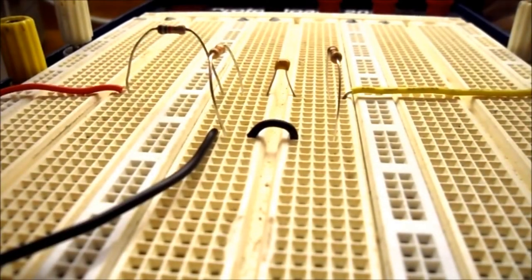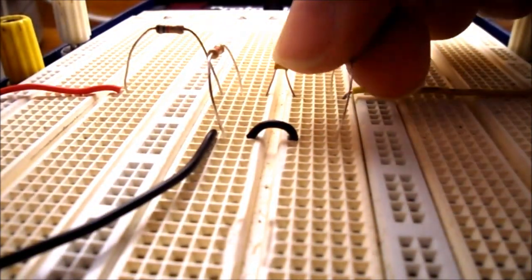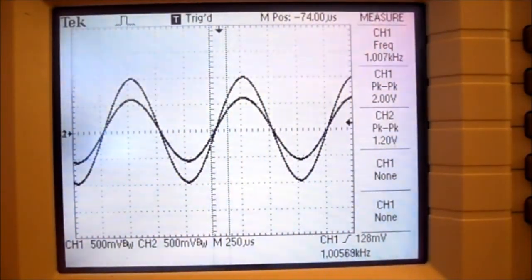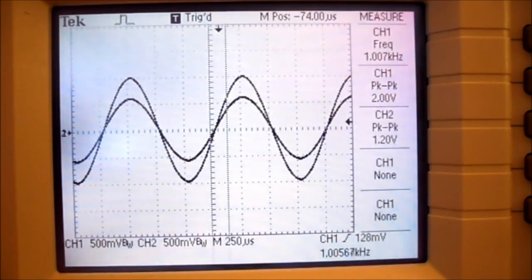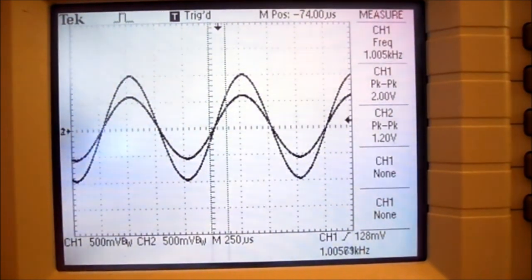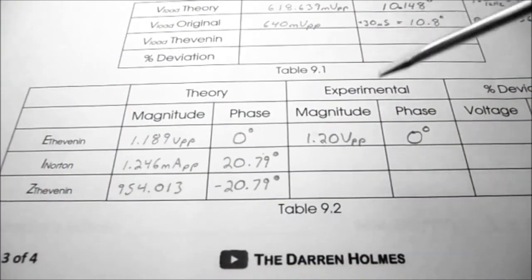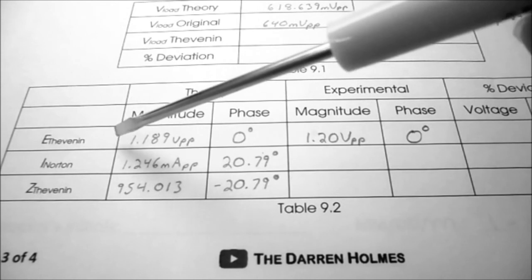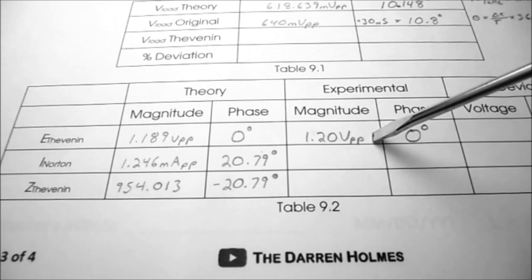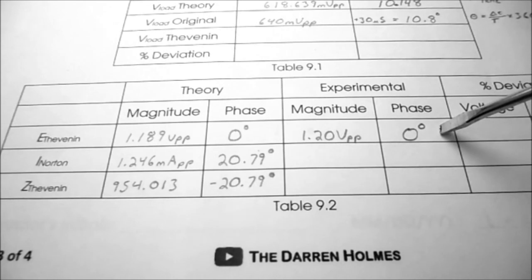So under procedure, step number 3, I'm to remove the load resistance. So all I'm going to do is pull out the 1K ohm resistor. Looking at the oscilloscope, you can see channel 2 is reading 1.2 volts peak to peak, and the waveform looks like it's in phase, so that's 0 degrees. On table 9.2 for E Thevenin, the experimental magnitude is recorded as 1.20 volts peak to peak, and the experimental phase angle is 0 degrees.